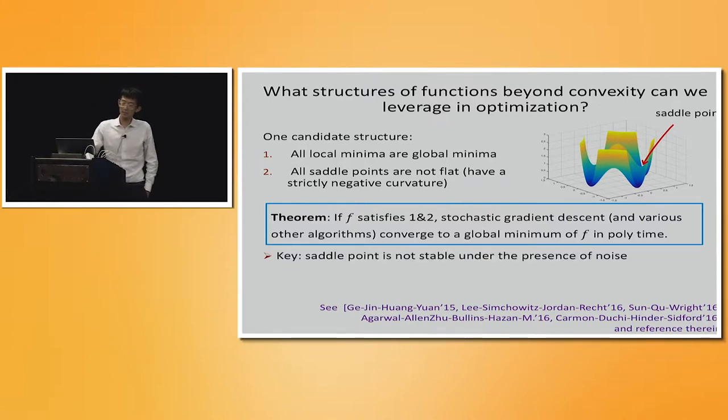So the key here is that the saddle point is not an issue, because the saddle point is not stable under the presence of noise. So you can escape the saddle points with the help of the noise. And because all local minima are global, if you converge to a local minimum, then you converge to the global minimum.